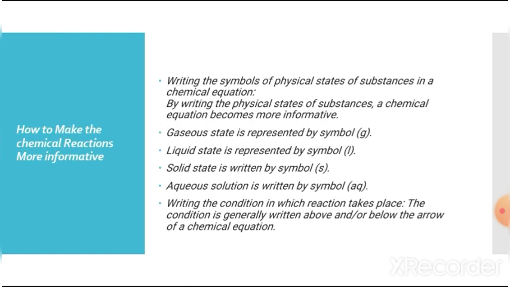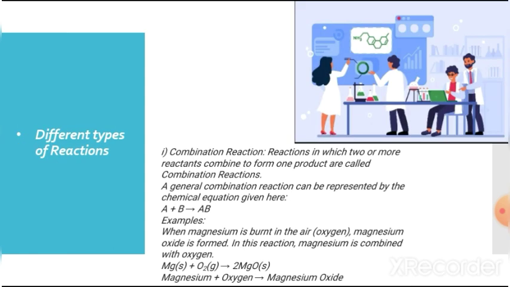Now, writing the symbols of physical states of substances in a chemical equation. By writing the physical states of substances, a chemical equation becomes more informative. Gaseous state is represented by the symbol g. Liquid state is represented by the symbol l. Solid state is written by the symbol s. Aqueous solution is written by the symbol aq. Writing the condition in which the reaction takes place: the condition is generally written above and or below the arrow of a chemical equation.